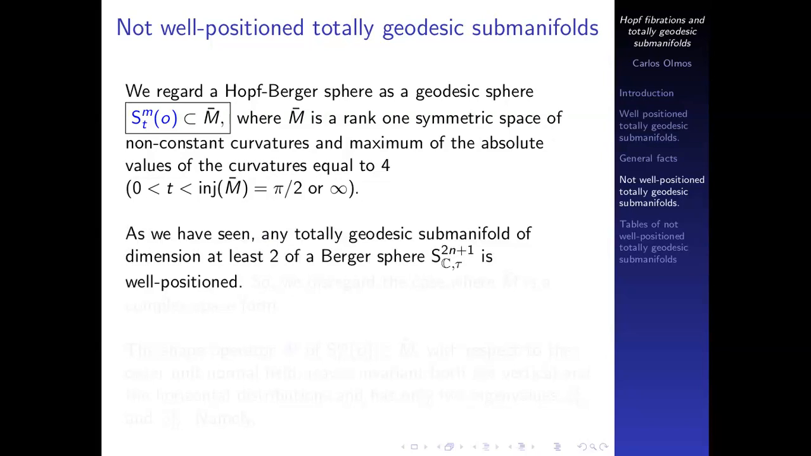As we have seen, any totally geodesic submanifold of dimension at least 2 is well positioned. So we disregard the case of the complex space, the usual Berger spheres or anti-Berger spheres, because no interesting totally geodesic submanifolds appear.